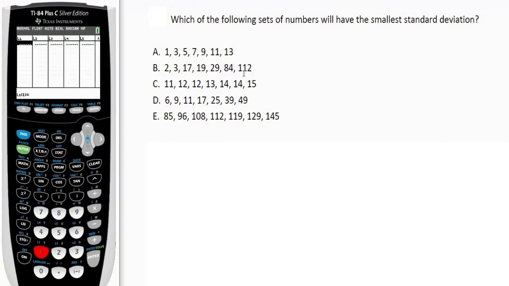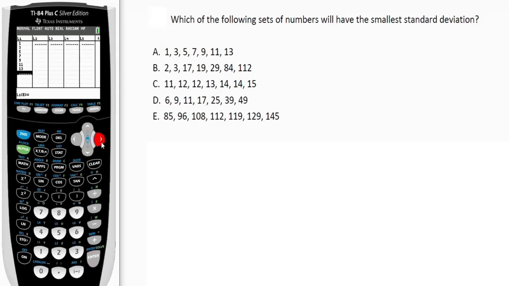Let's begin with list 1. Under list 1 we have this data. Input them. We have 1, press enter. We have 3, press enter. You have 5, press enter. We have 7, 9, 11. Follow me guys. We have 13. That's it for list 1.